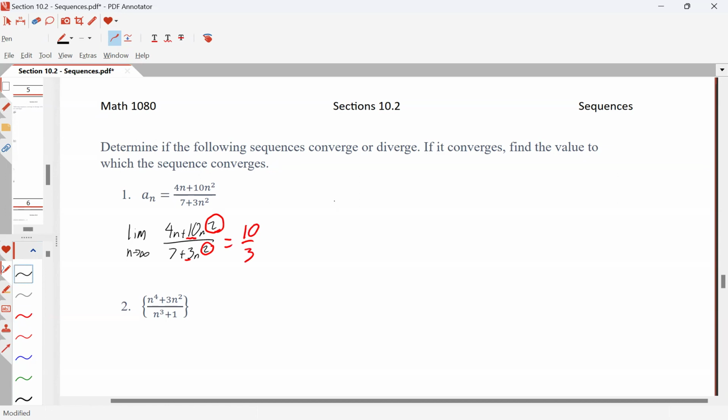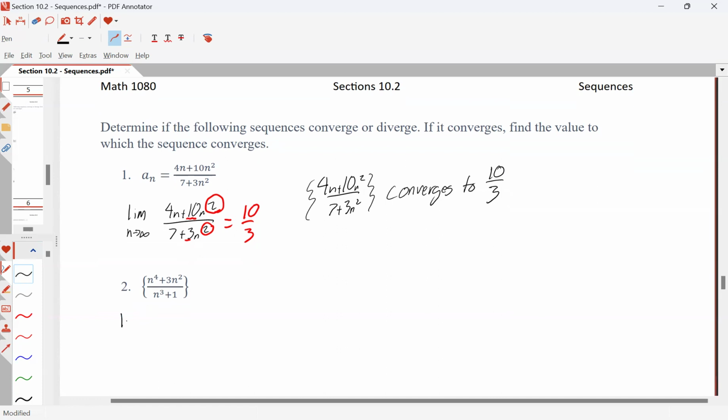That means a sub n converges. I'll actually name this sequence for all these problems we're doing. The sequence we're looking at converges to 10/3. Next example is another rational, but this time the degrees don't match.